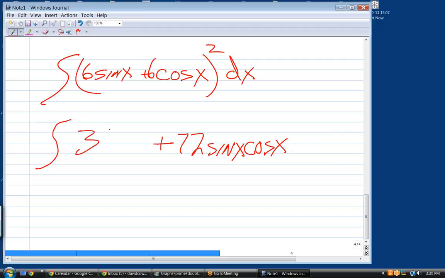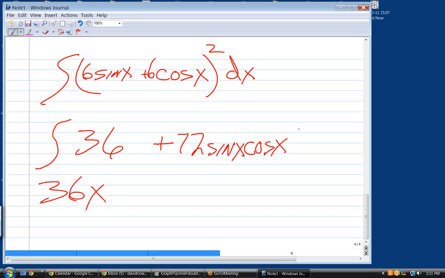Now you might think that it's a much easier problem. We don't have the squaring anymore, but now we have multiplication going on there. Yeah, we can still handle this. I'm surprised they're starting with this as a problem, but okay. Now we have addition going on. What's the antiderivative of 36? 36x.